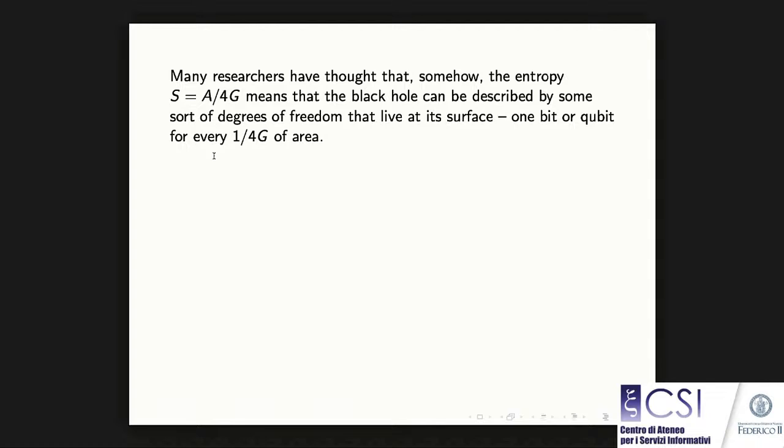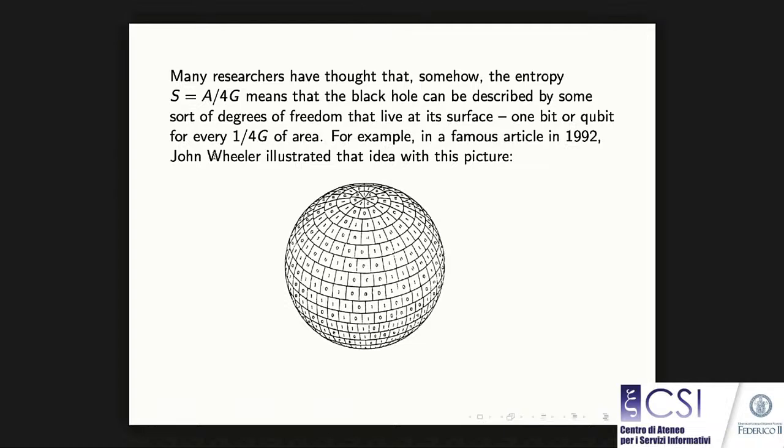Now, many observers, ever since the work of Hawking and Bekenstein, have thought that somehow the entropy A over 4G means the black hole can be described by some sort of degrees of freedom that live at its surface. One bit or qubit for every, I wrote 1 over 4G, but it should have been every 4G of area. For example, in a famous article in 1992, John Wheeler drew this picture where he envisaged the surface of a black hole being divided into little units of area with a bit living on each of them. And if you read the article, you'll see that his bits are supposed to arise from measurements of the spin of a spin-half particle, for example. The term qubit hadn't yet been coined when Wheeler was writing, so he couldn't have referred to qubits. But he does emphasize that everything is of quantum origin.